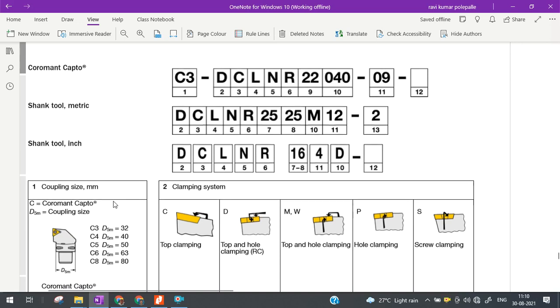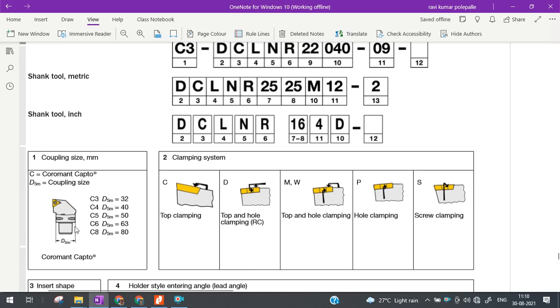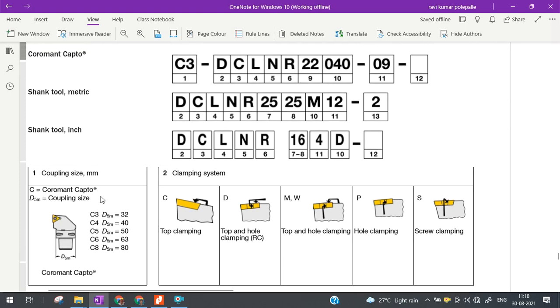The first one, we call it coupling size. That means when compared to the tool holder, what is going to be the largest dimension which fixes up with the tool holder, which we call C3. So D5M. So this dimension is going to decide how it assembles with the tool holder.